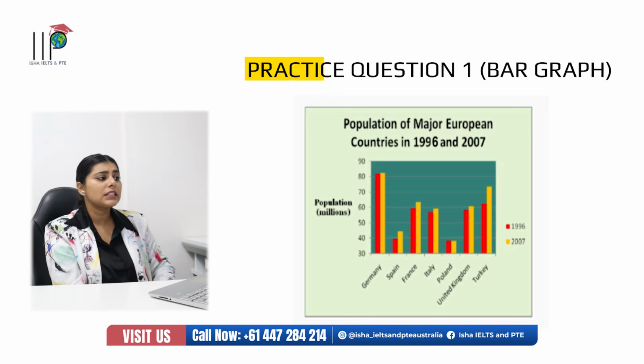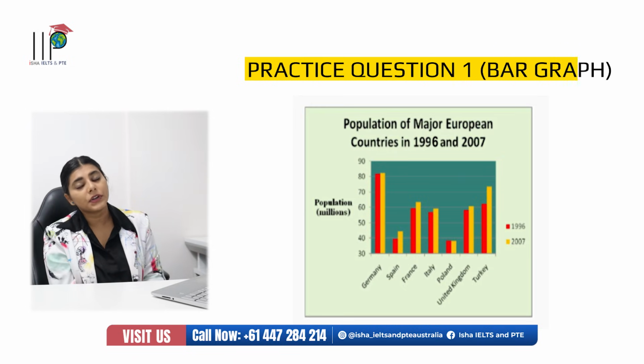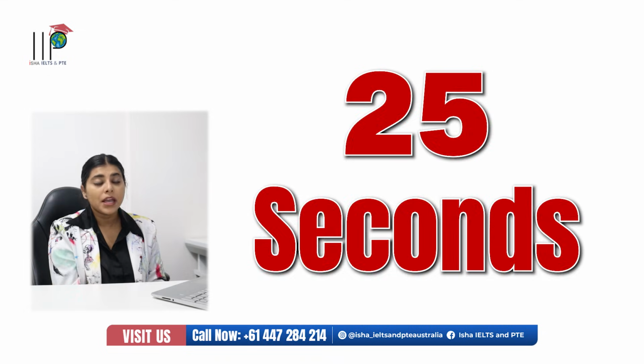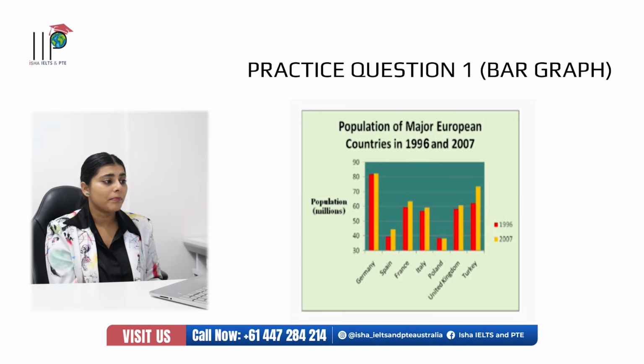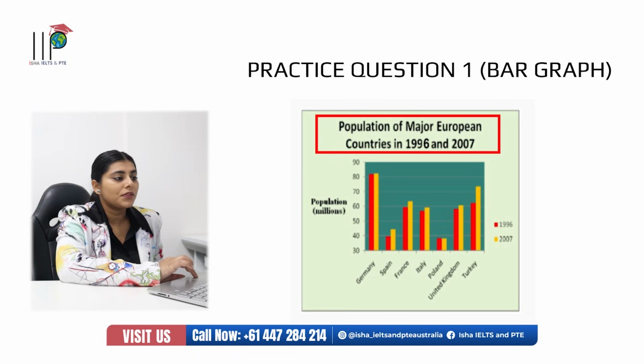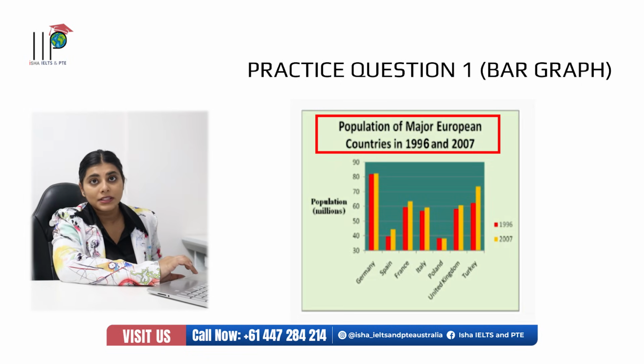Alright, so we are going to practice this first question, that is going to be a bar graph. In your exam, you are going to have 25 seconds of preparation time. You need to have a quick look at the topic. So the topic over here says population of major European countries in 1996 and 2007.